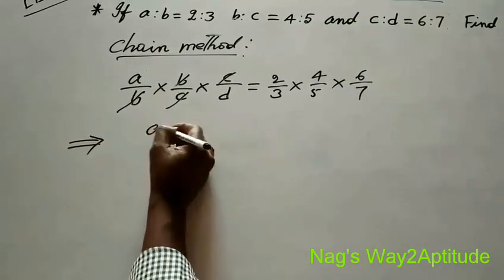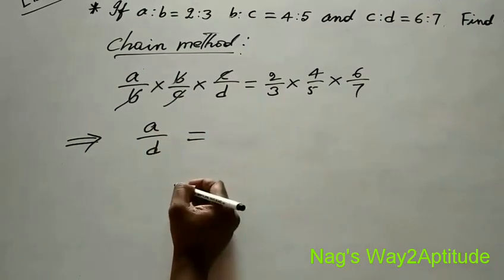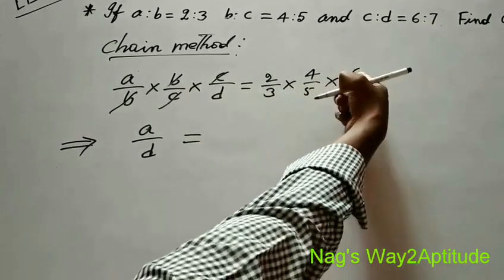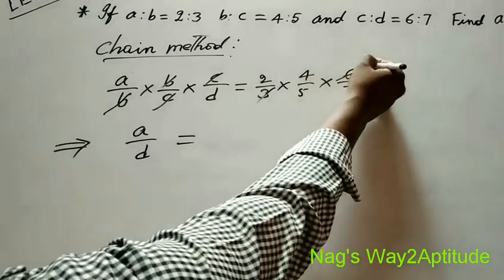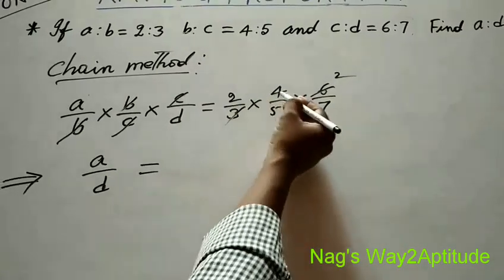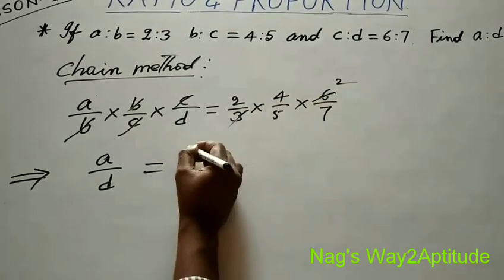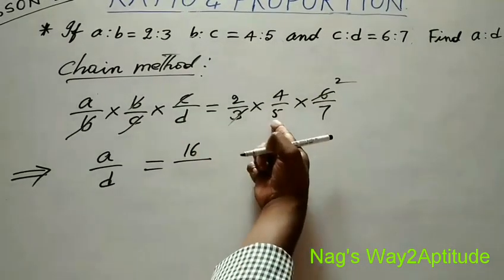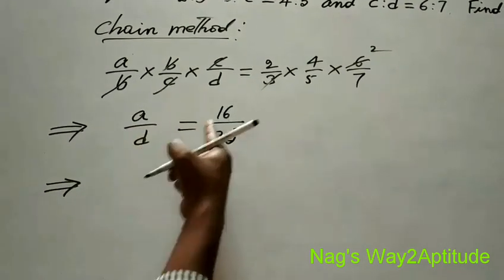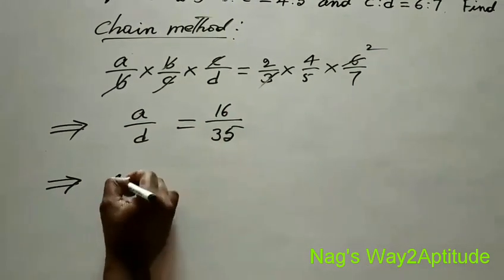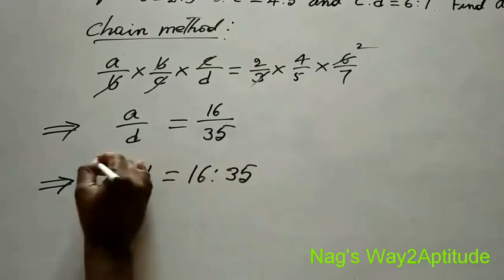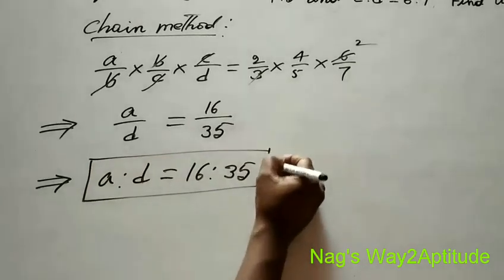A by D is equal to, here you need to cancel something, 3 takes 6 2 times, and is there anything to cancel? Okay, nothing. So 2 4s are 8, 8 2s are 16 by 5 7s are 35. So A by D is equal to 16 by 35. Therefore A is to D is equal to 16 is to 35. This is the answer.